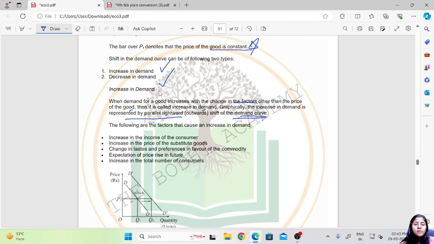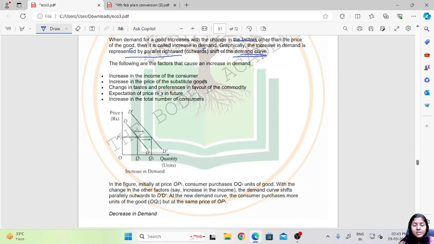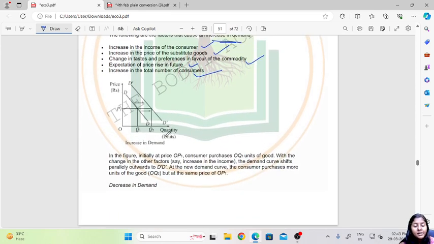The following are the factors. Now, which are the different factors that cause an increase in demand? The first one is when the income of the consumer increases, then increase in the price of the substitute goods, then if there is any change in taste and preferences in favor of the commodity, then expectation of price rises in future, then if there is an increase in the total number of consumers. So this is how we show the increase in demand curve.